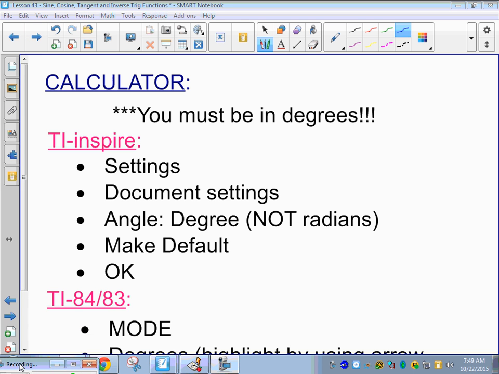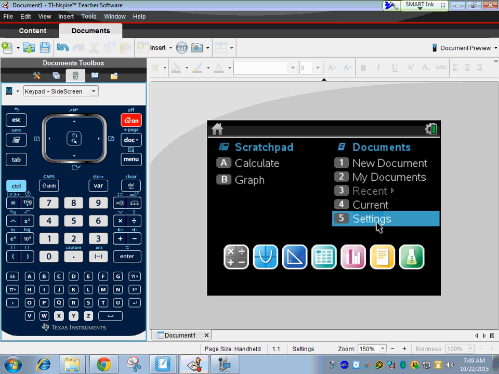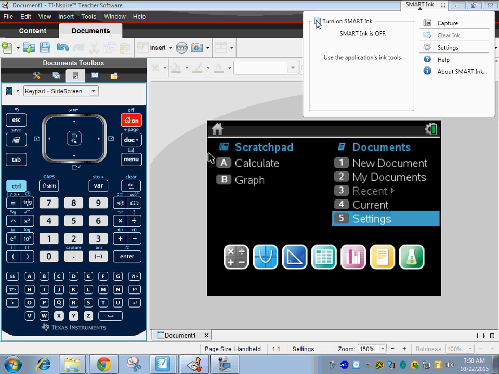Okay, let's change our settings if we want to actually find the angle. So on the Inspire, we're going to go to settings, so let's find it on the Inspire. Hold on, let me get my Inspire. All right, so I have settings here. I went to the home page. Oh, turn my smart ink off. I would like to click.